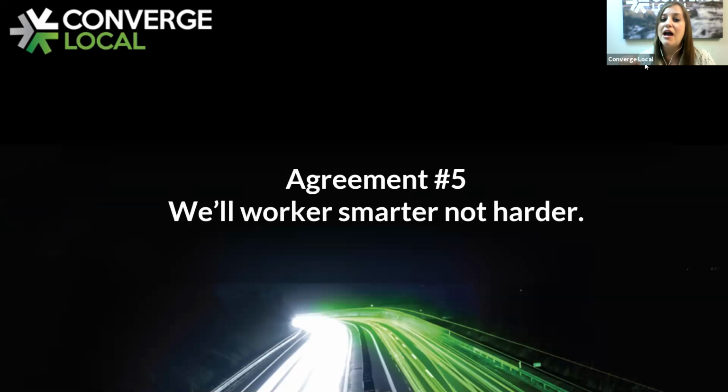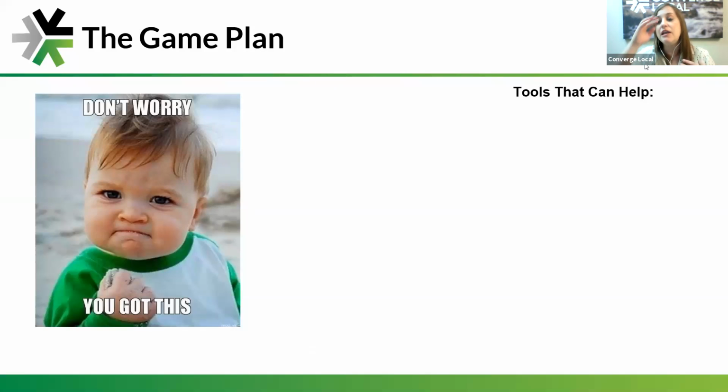Okay, agreement number 5 is that we're going to work smarter, not harder. Okay, we all want to do that, right? So here are some tips for kind of pulling this all together.